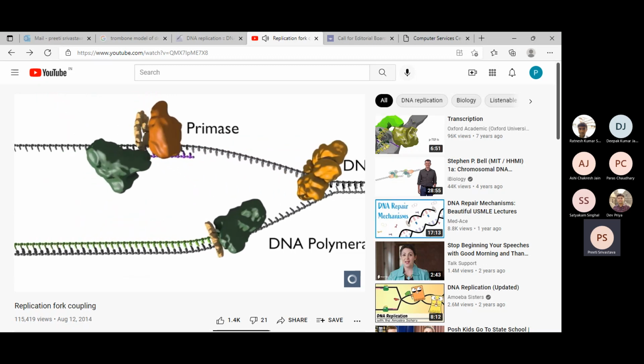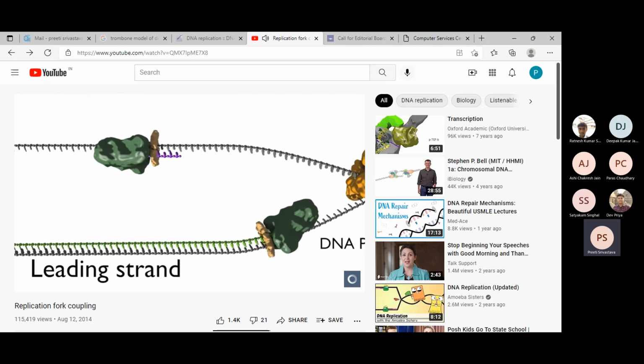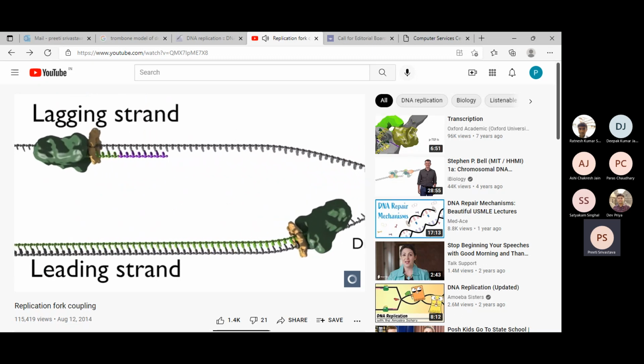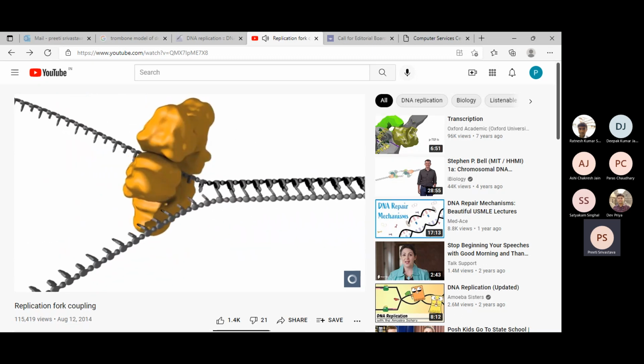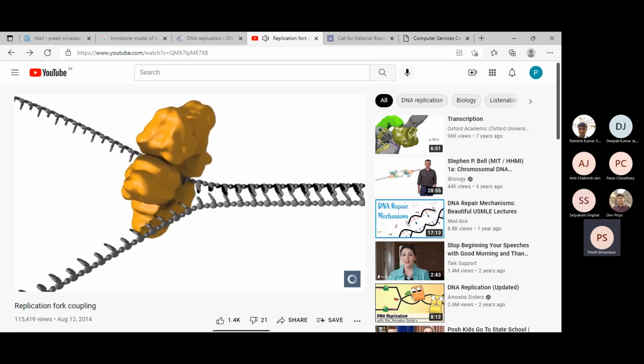So you see, DNA helicase is there, it's like a ring. You see lagging strand and leading strand, this is the helicase.